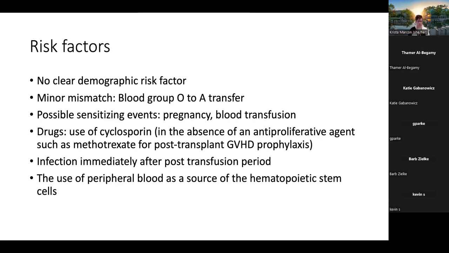Usually also, I'm not sure, but sometimes drugs like cyclosporine, though I'm not sure if the clinical side has switched from that. However, the use of cyclosporine in the absence of an anti-proliferative agent such as methotrexate for post-transplant graft versus host disease prophylaxis, usually you can see that. Also infection immediately after the post-transplant period, and the use of peripheral blood as a source of hematopoietic stem cell transplant.